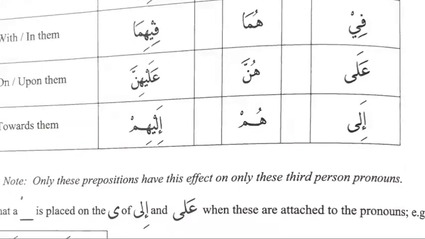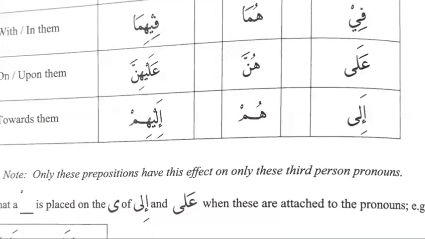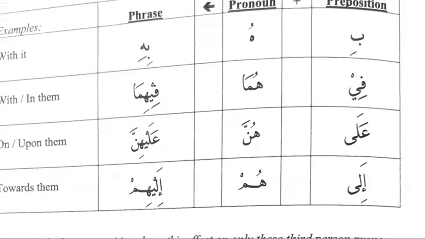Note that only these prepositions have this effect on only these third person pronouns. It does not have that effect on the ha. So you need to remember that these are the pronouns that get affected: hum, hunna, huma, and huwa. The feminine ha, to refer to her, does not get affected by that. That's an exception.